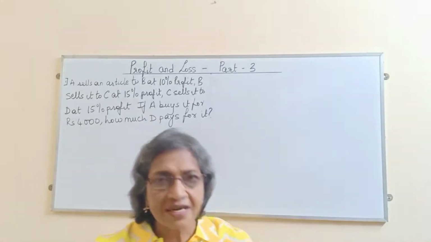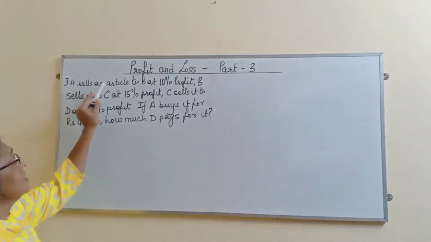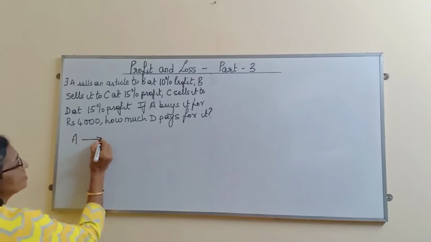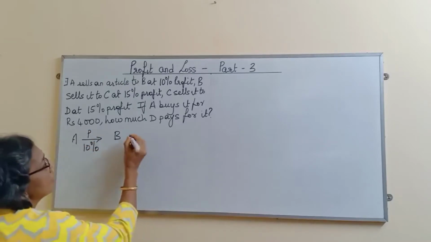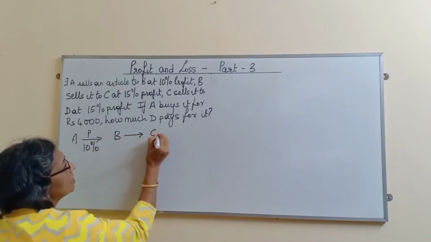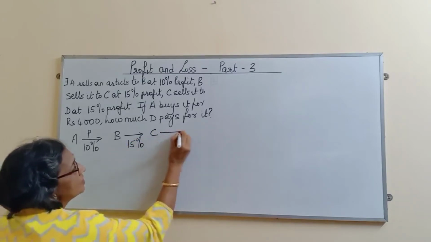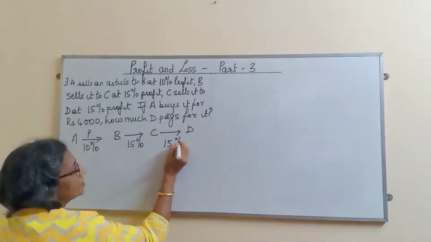So the problem is here. The first problem. A sells an article to B. So let's put it like this. A sells the article to B at a profit of 10%. Then B sells it to C at a profit of 15%. Then C sells it to D for a profit of 15%.